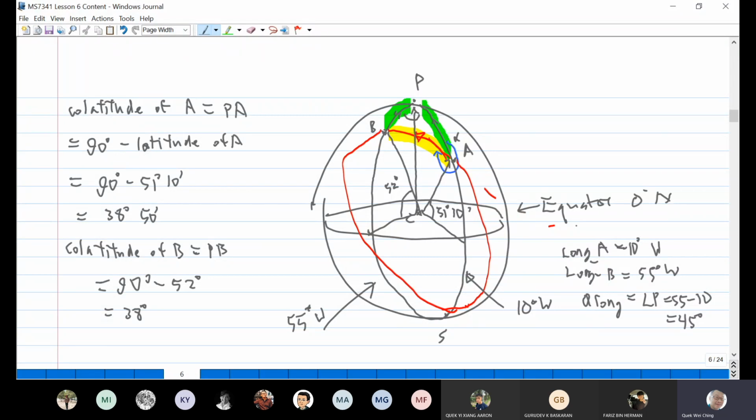So let's take a picture of this thing. Then we go on to look at the spherical triangle.